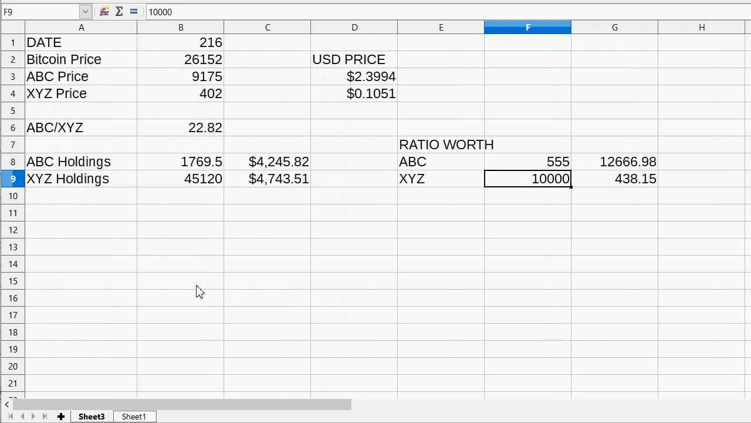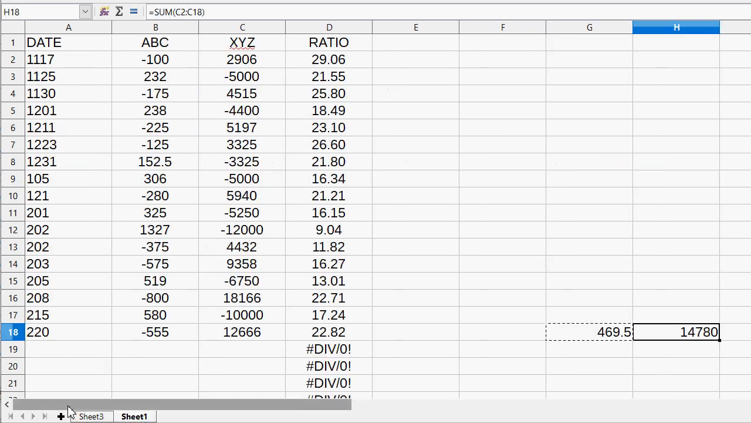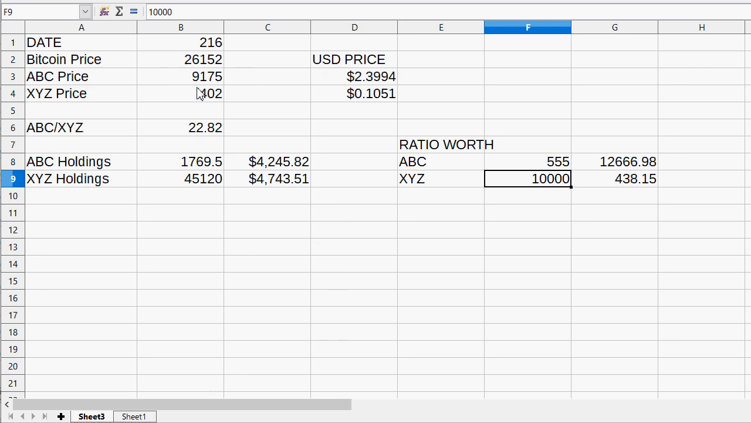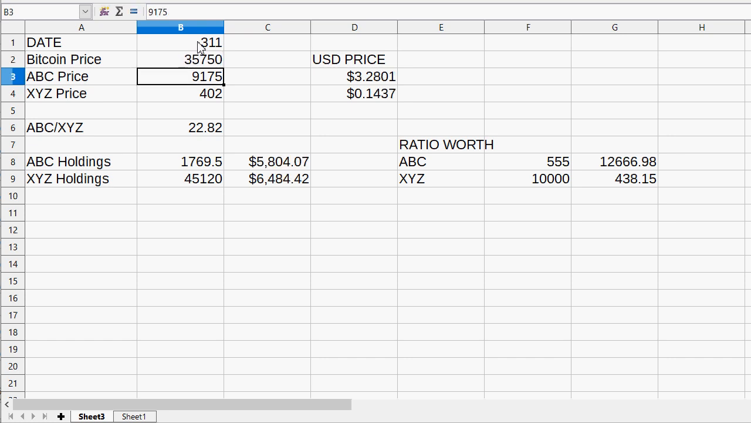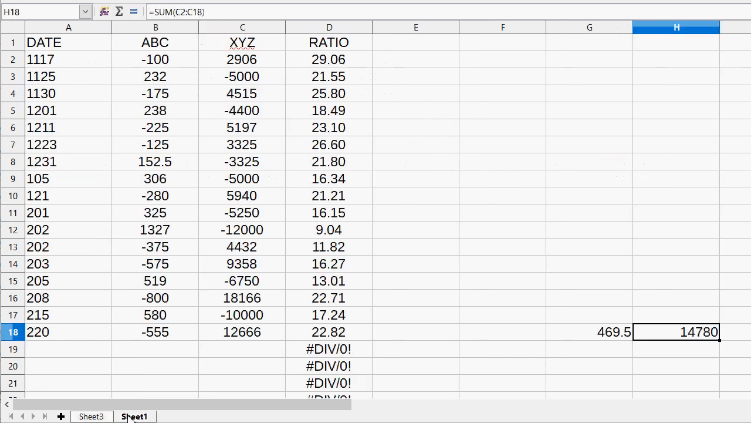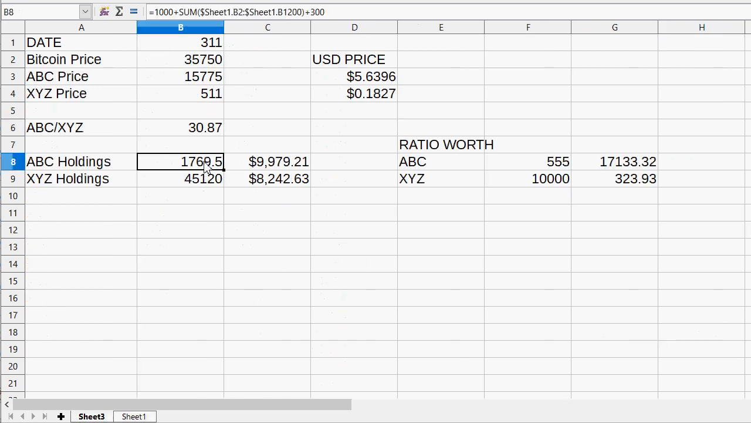So let's, what did we do? We made the ratio. Yeah. So let's say things go up again. Say it's March 11 now, and Bitcoin prices are now 35,750, and this is where things start to get really haywire. And there'll probably be other little bits of trades in advance too, along the way. There'd be so many that it could be better than this, is another way of putting it. Let's just say this goes up to 15,775, and this only goes up to 511. That would be 30.